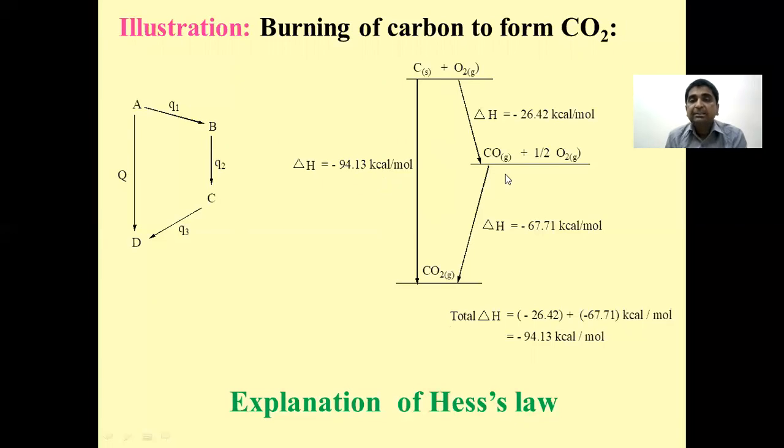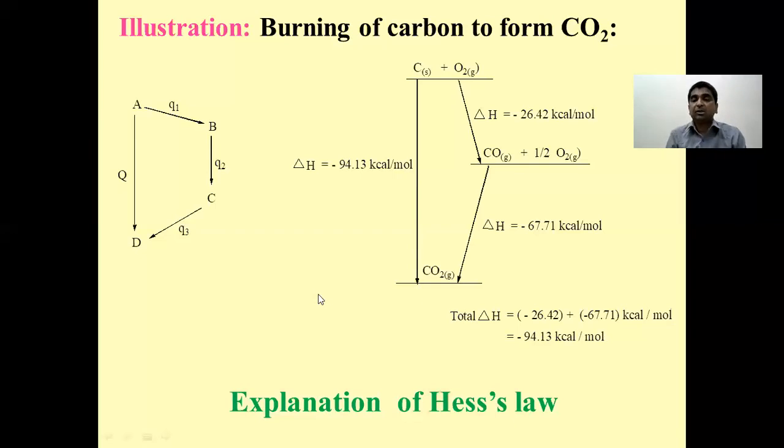And in the second pathway, the burning of carbon to carbon monoxide, the heat change is equal to minus 26.42 kilocalories per mole, and the heat change accompanying this conversion of carbon monoxide into carbon dioxide is minus 67.71 kilocalories per mole. So according to Hess's law, delta H for this overall change, for this two-step pathway, is minus 26.42 plus minus 67.71 kilocalories per mole. So that comes to be minus 94.13. So this is the same as the heat change accompanying the first pathway.